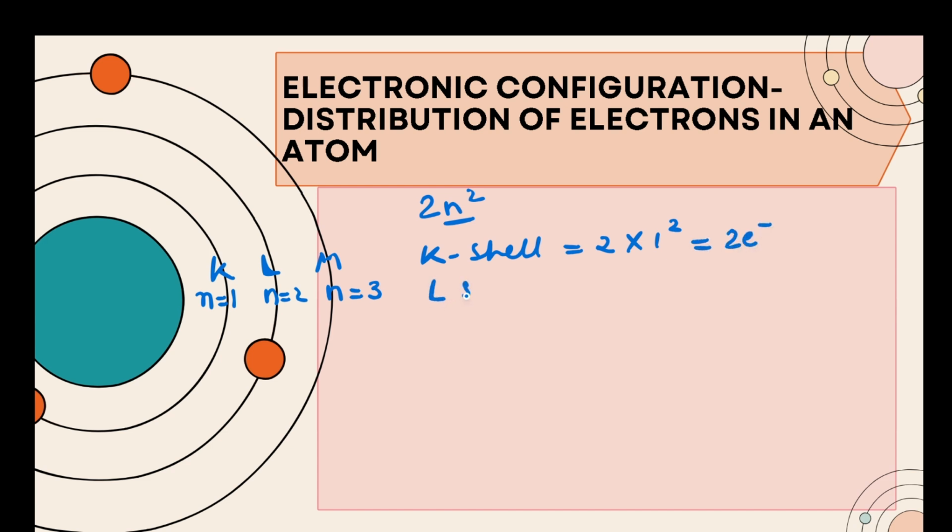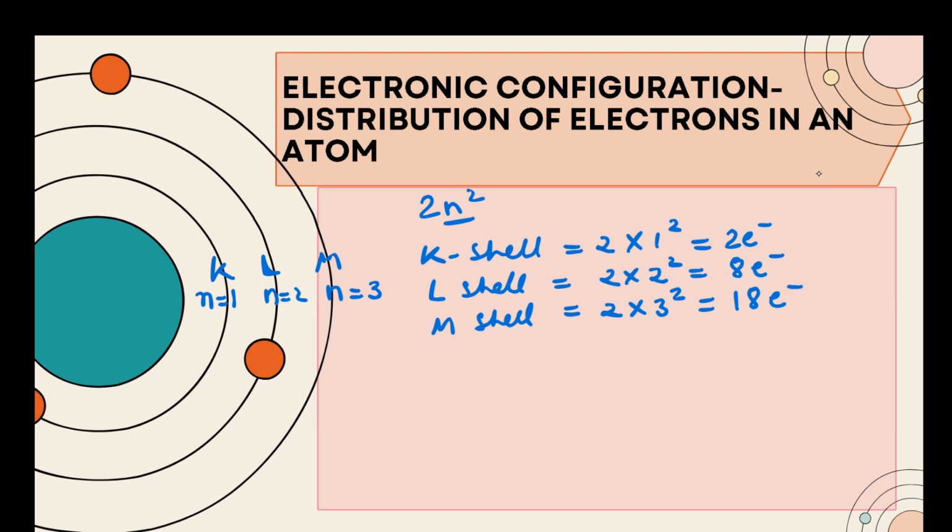Then in L shell, how many electrons can be accommodated? 2 into 2². So here 8 electrons will be accommodated in L shell. And lastly in M shell, it will be 2 into 3². 3 3s are 9, 9 2s are 18 electrons.